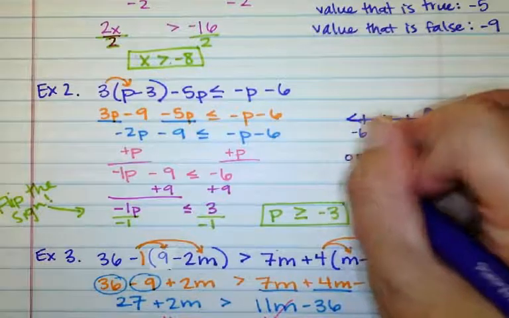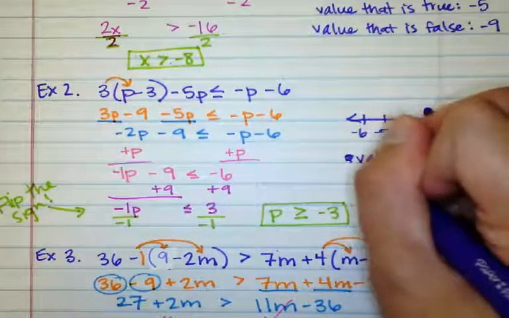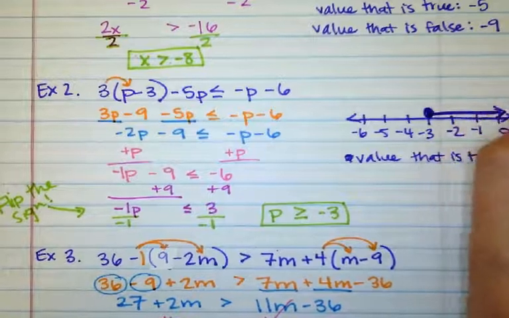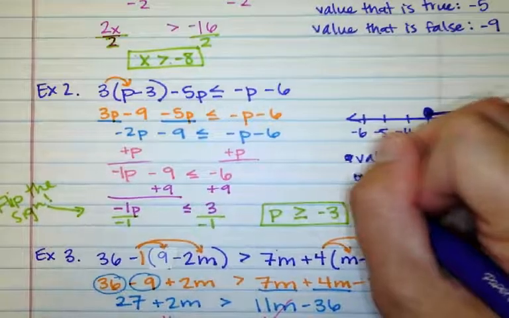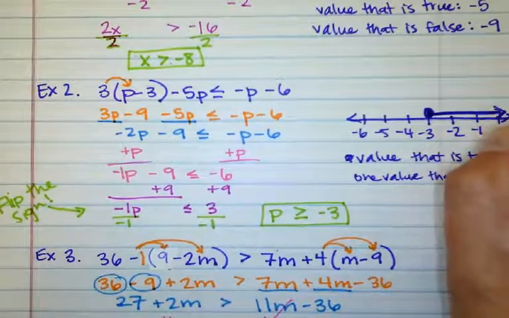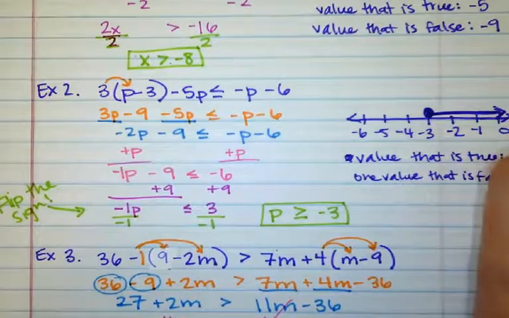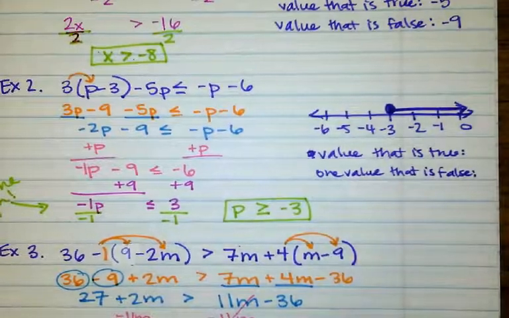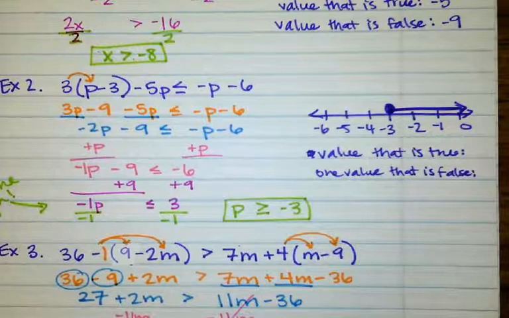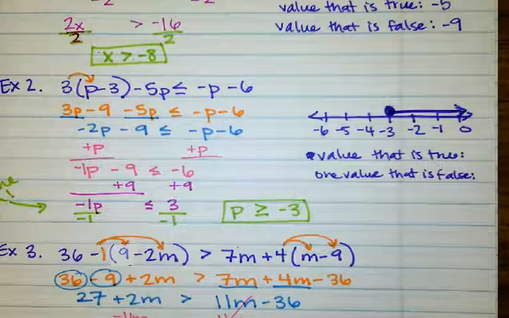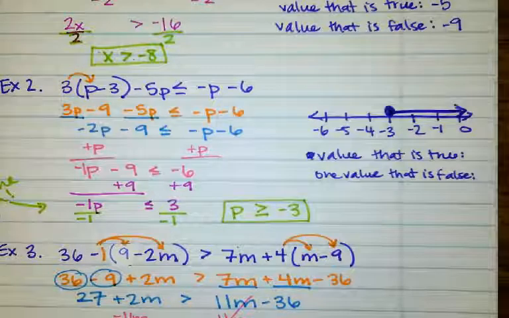I want you guys to write down or just tell me one value that's true and one value that is false. Okay? I want you to tell me one value that's true and one value that's false. All right? Parker, what's one value that's true for this problem? What is greater than or equal to negative 3?